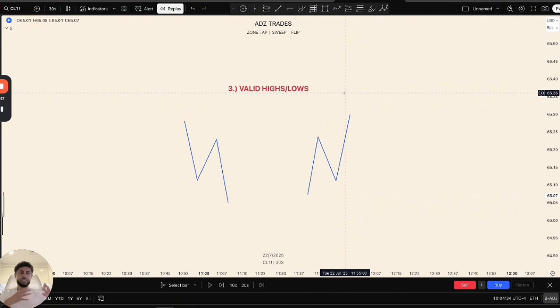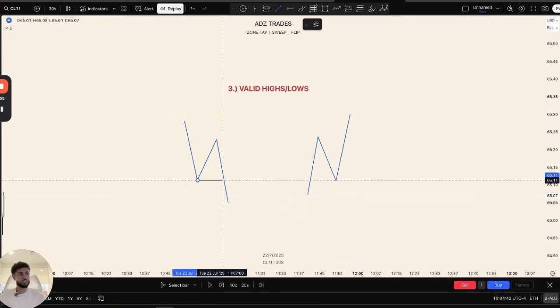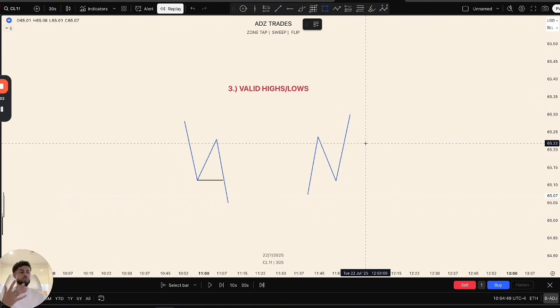Now the third one is valid highs and lows. This is also known as single candle order blocks, single candle areas of supply and demand. And how do you trade these? Well, look for breaks of structure. So you get scenarios like this where we break structure. And can you see we don't really have a clear up to down, accumulation.